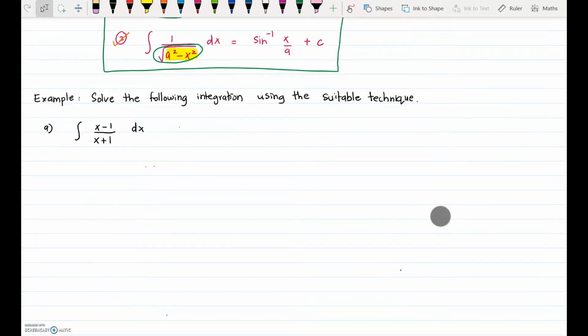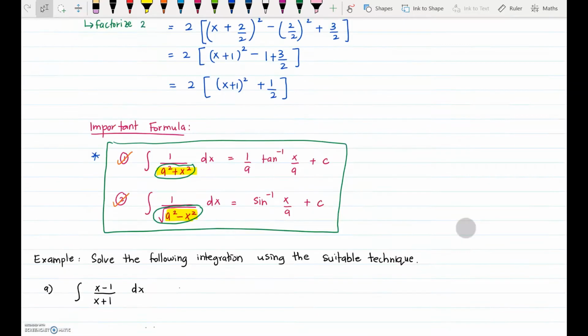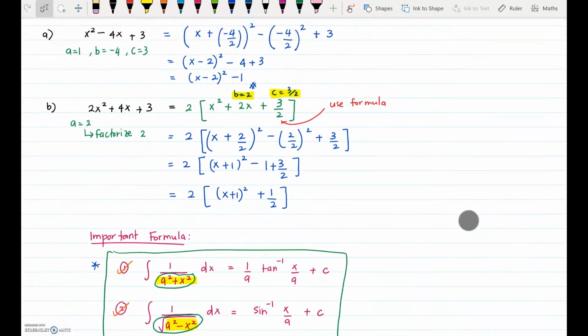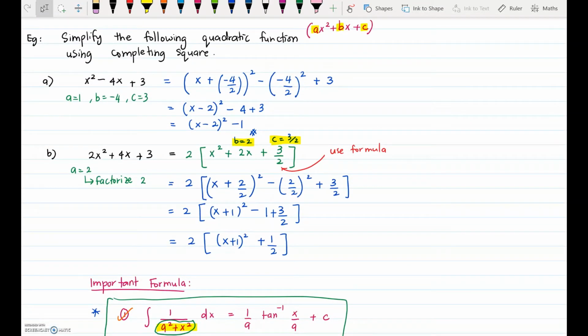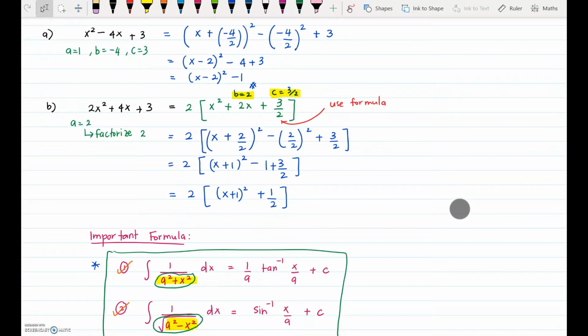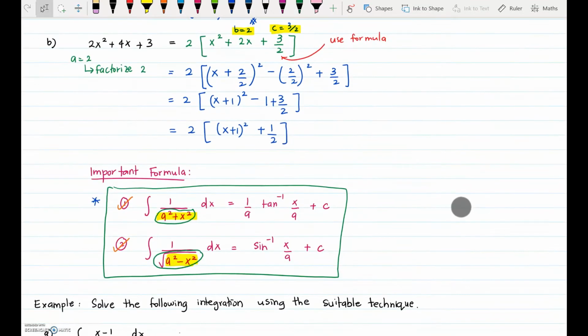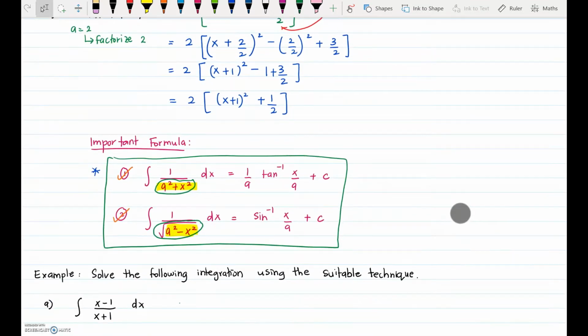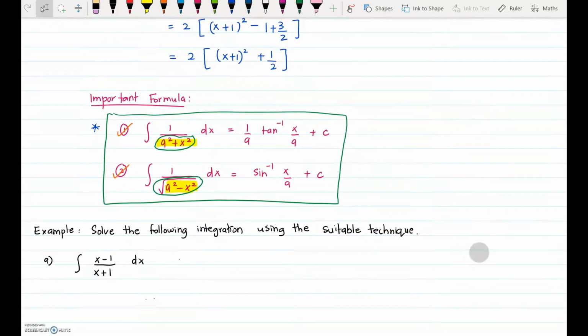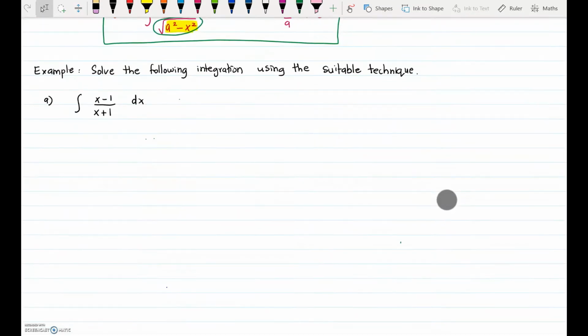Okay, for today I want to discuss some questions involving long division and completing the square. We have done the previous notes on completing the square and long division. For completing the square, we have important formulas, that is, the formulas involving tangent inverse and sine inverse. Now let's look at the first example.